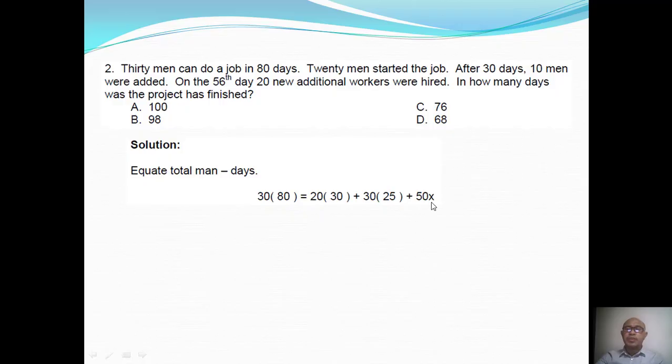And then we do not know how long these 50 men take to finish the work. So we form the equation: 30 times 80 equals 20 times 30 plus 30 times 25 plus 50 times x. We can now solve for x, that is equal to 21. So if we add, we have 30 plus 25 plus 21, and that is equal to 76 days.